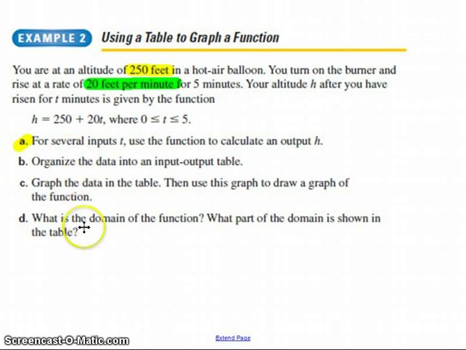So now we've got 4 questions. First of all, calculate a number of different heights based on choosing some different inputs. So in other words, choose some different amounts of time and calculate some different outputs, some different heights that you get. Hit the pause button. When you come back, I'll show you what the textbook did.